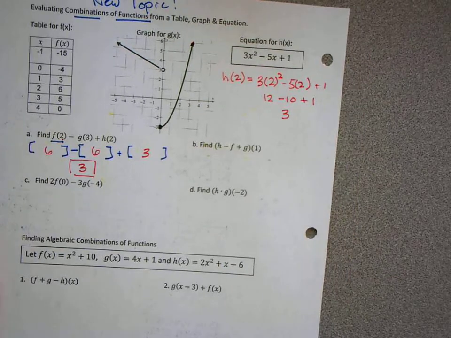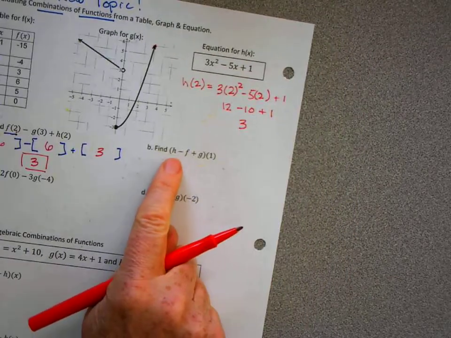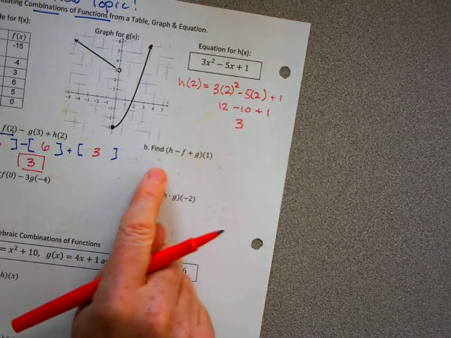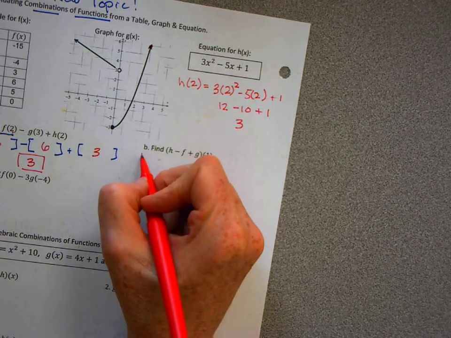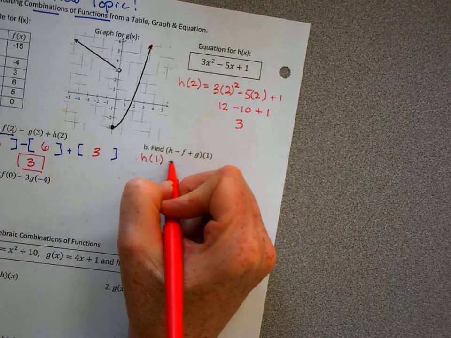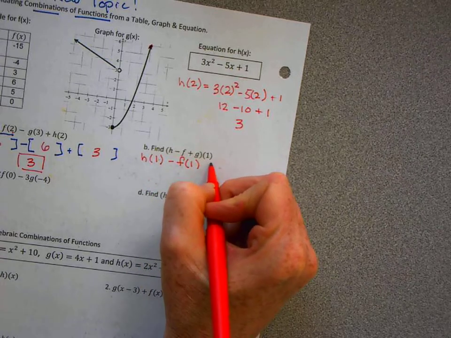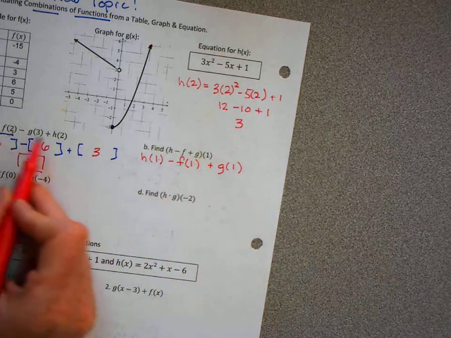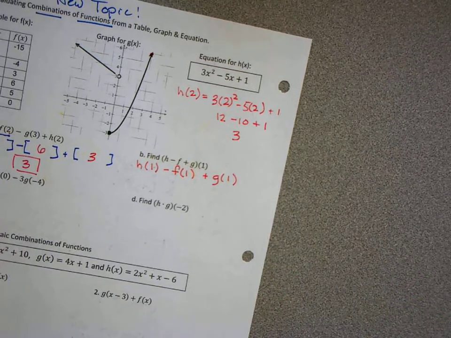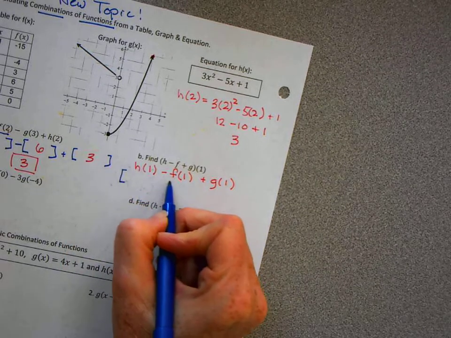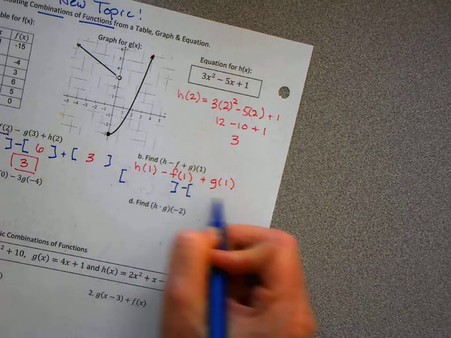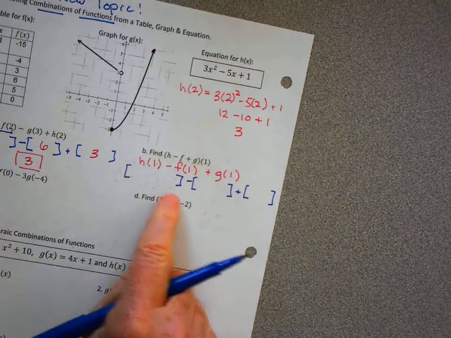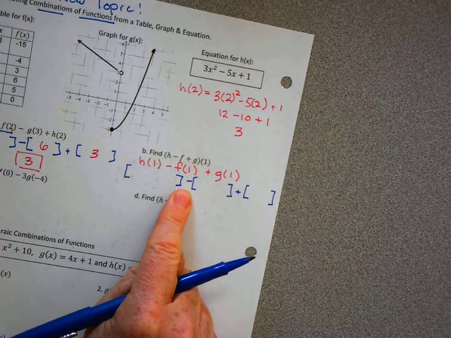So if I get this function where it says take h minus f plus g at 1, I could write that another way. That could also be written h at 1 minus f at 1 plus g at 1. And I would do it exactly the way we did it here. Okay, I'm going to do my brackets. Take a bracket. You're going to take one function. You're going to subtract the second function. You're going to add the third function. The brackets will help you keep track of this negative sign, because this can be tricky.